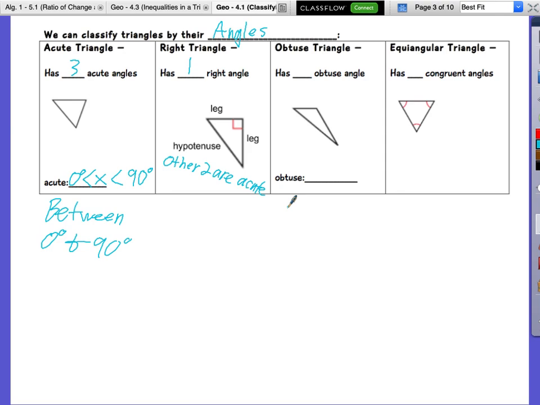An obtuse triangle has 1 obtuse angle. Would the other two be acute too? They would be, very good. The other 2 in this would be acute as well. And an obtuse is between what and what? Between 90 and 180, very good.